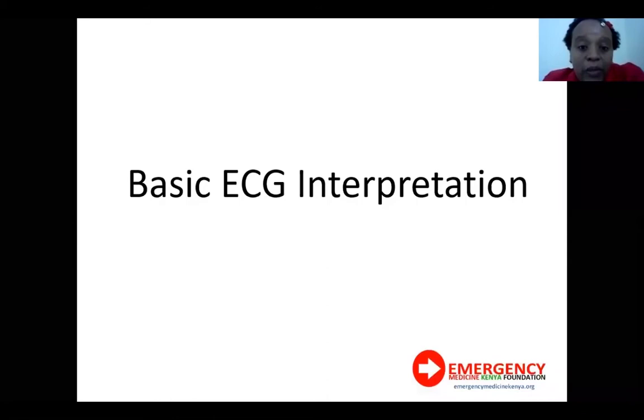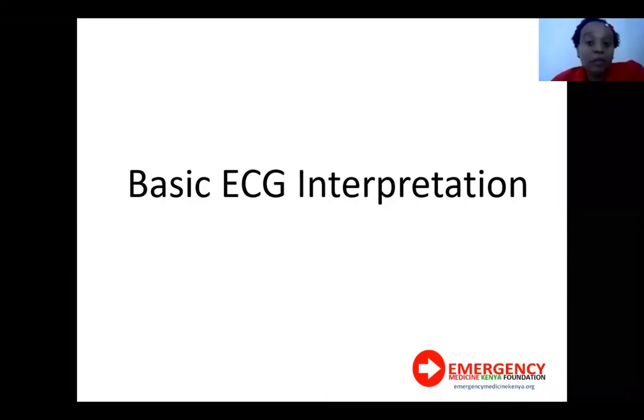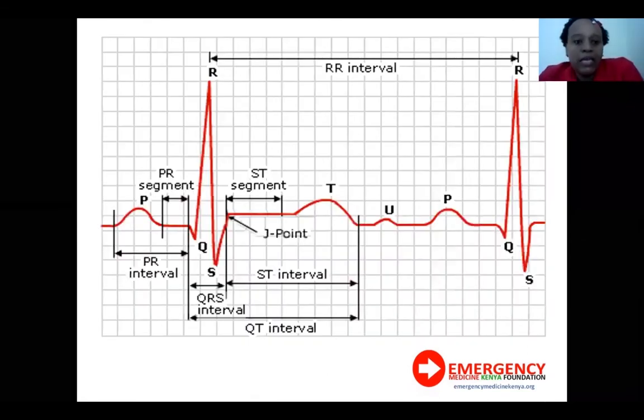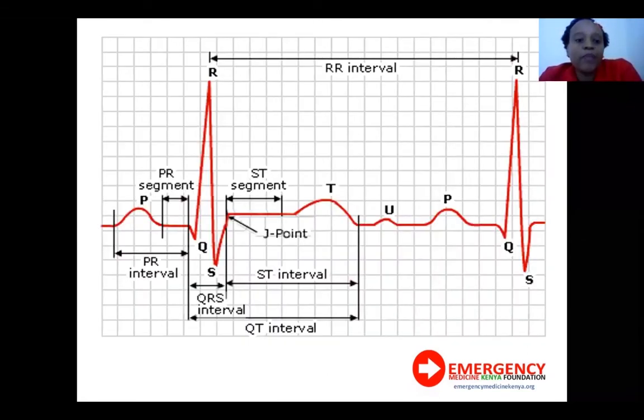So now we want to look at the basic ECG interpretation so that we can know when we're having a normal rhythm or not. As we said, we'll look at the P wave and how it looks. We'll look at the PR interval and what it signifies. We'll look at the QRS complex. The J point, which is very important, especially when it comes to myocardial infarctions. And then we look at our ST segment and also our T wave. So let's look at our P.